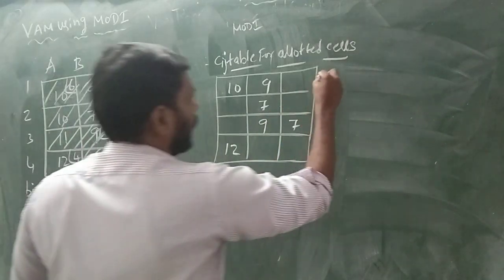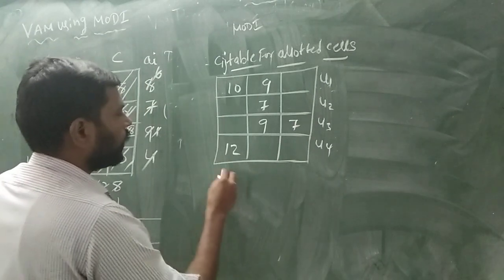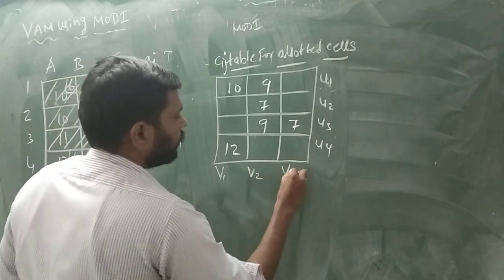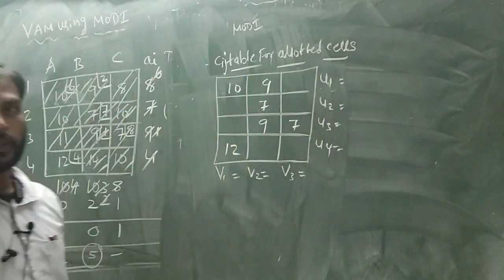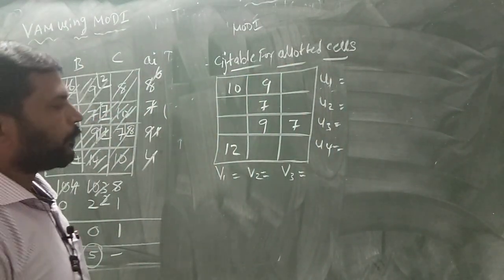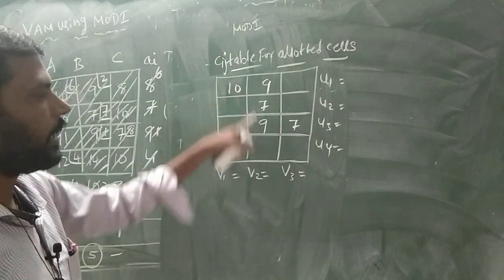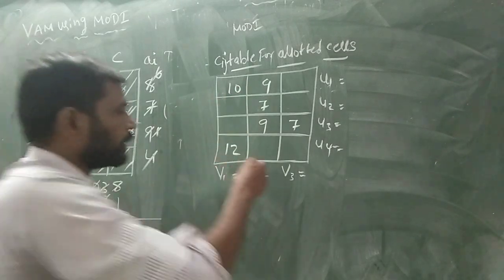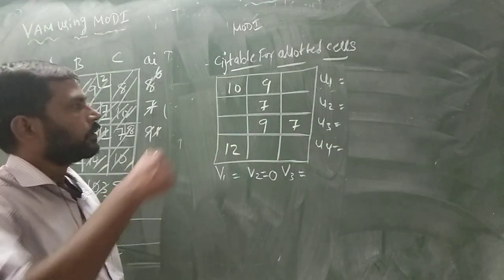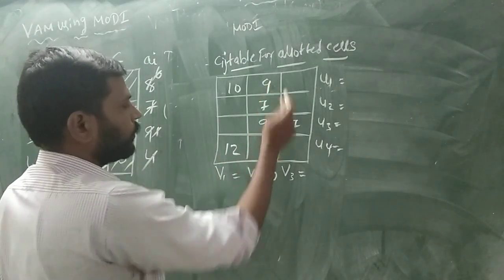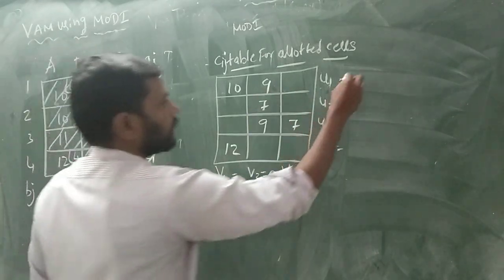So now I give the values u1, u2, u3, u4 for every row and v1, v2, v3 for every column. And I put 0 for maximum allocation. So maximum allocation is 3, here 3 values. So I put 0 for V2, V2 equal to 0. Next I subtract from 9 to 0. So U1 is 9, so outer value is 0. So 9 minus 0 is 9.